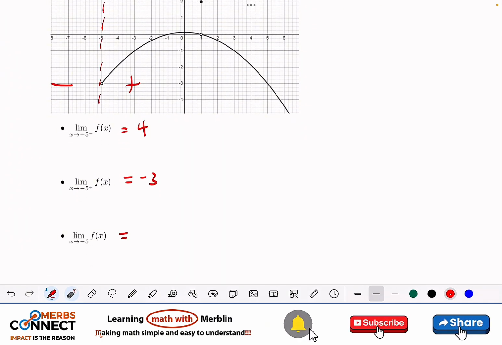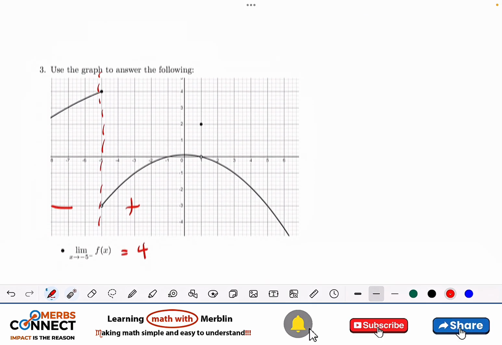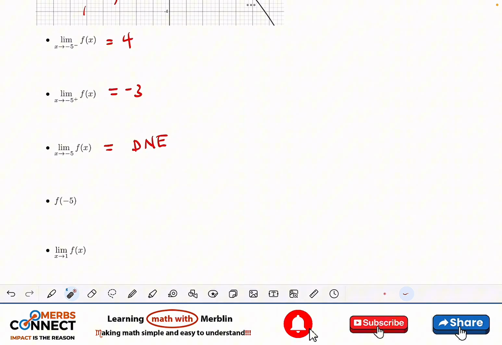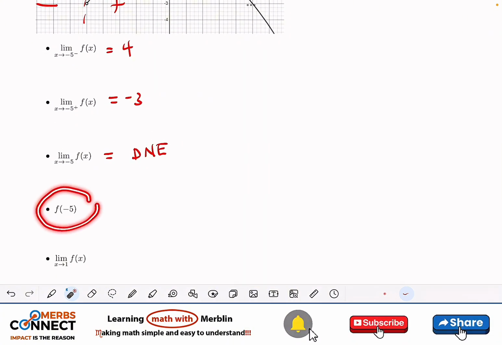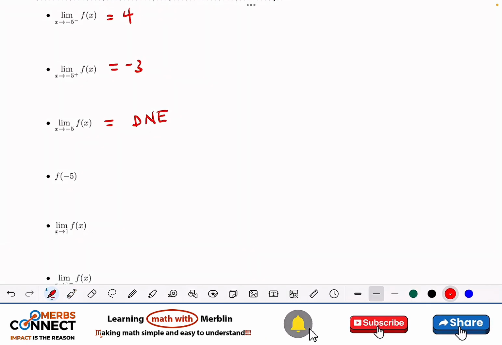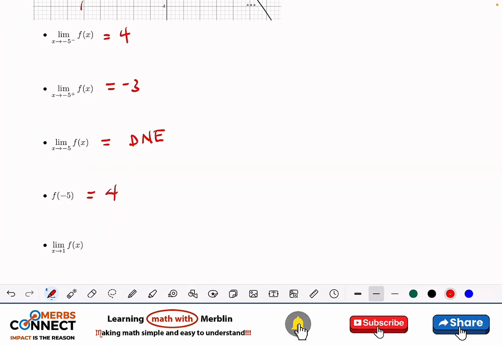So the limit as x is approaching -5 does not exist, because we know that it's a jump discontinuity, right? The left is not the same as the right. Then what is f of -5? F of -5 is the one which is closed. So that one is going to give us 4. Let's do the last one.